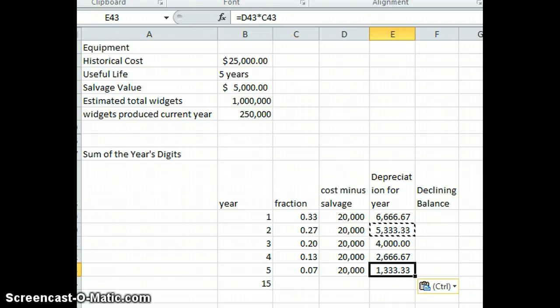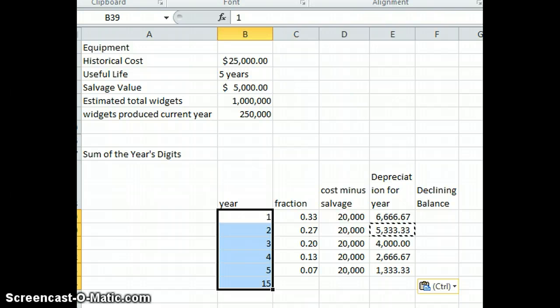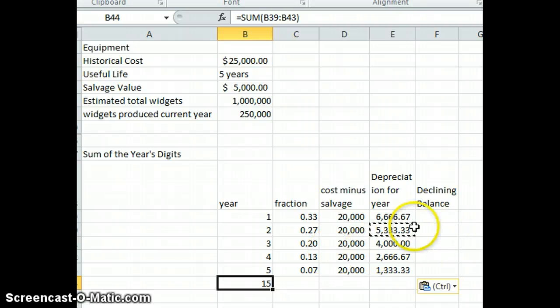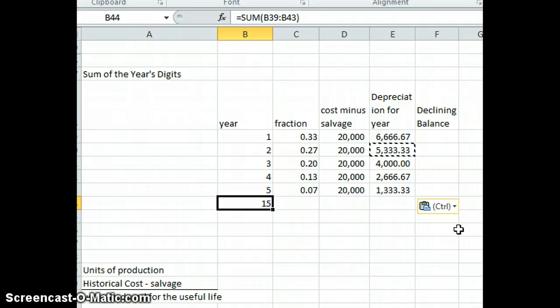Very good. So hopefully sum of the year's digits is good for you. Most students get mostly confused by adding up those years and getting that digit, but that's how you do it. Just 1 plus 2 plus 3 plus 4 plus 5. If you had more years going on up to 20, 30 years, you just keep on adding.